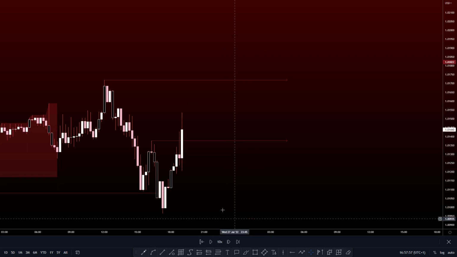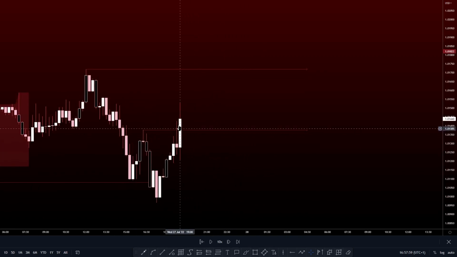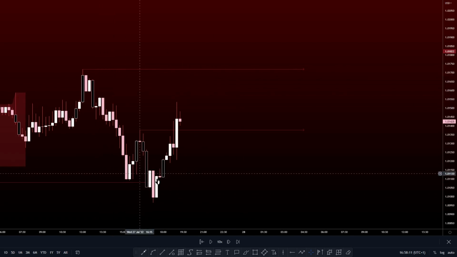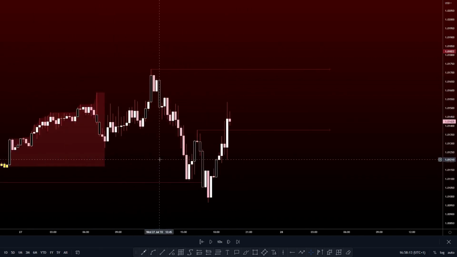So we've had a break of the major high by here. Now we can see we've had a close above. We've had a nice large candle by here. We can actually see that there is imbalance left by here. Now at this point, guys, we don't know for sure if the market has reversed.